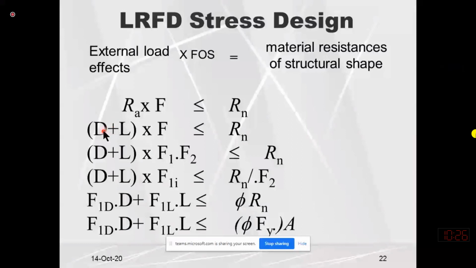Actually this total load is the constituent of the dead load and live load. There might be many other types of load, maybe earthquake load, wind load, but here for the simplification, I'm just explaining with dead load and live load. This means that applied load effect is the function of dead load and live load plus any other type of load. Actually, in LRFD, what we do, we divide the factor of safety, or we convert it into two parts.